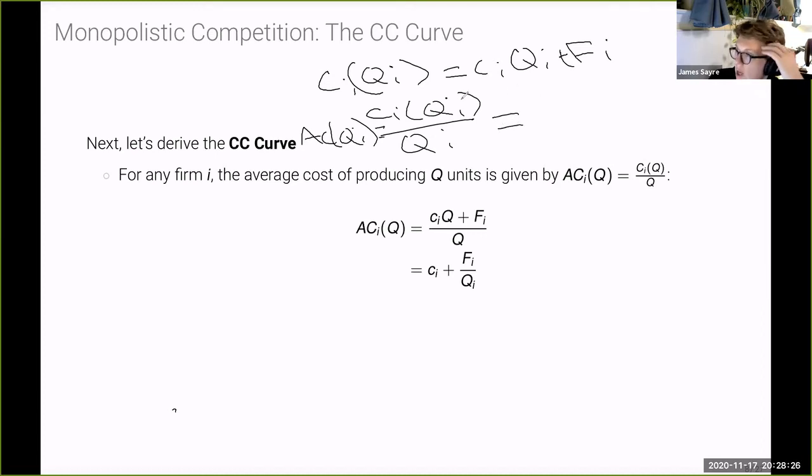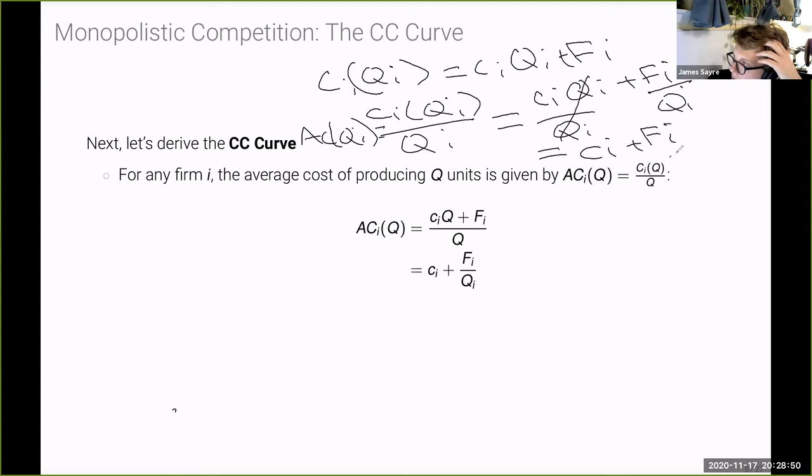Doing that math out here, if I plug in from above, I get ci times Qi plus Fi, and then I'm just going to divide each side by Qi. What that gives me is that the Qi's cancel out, and then we'll be left with ci plus Fi over Qi. And so that's what the slide is telling us there.